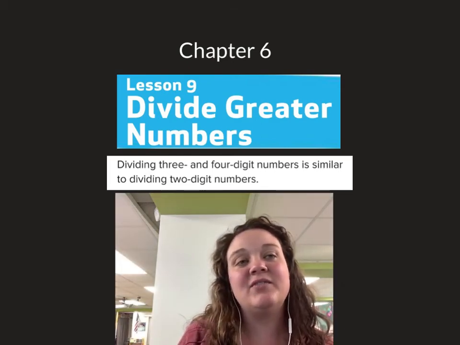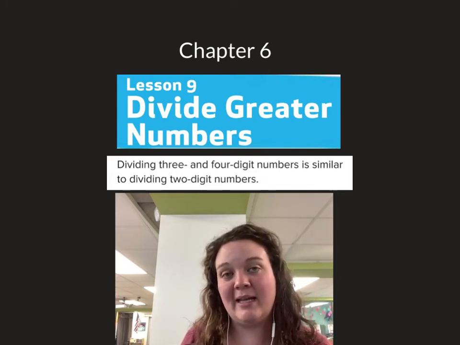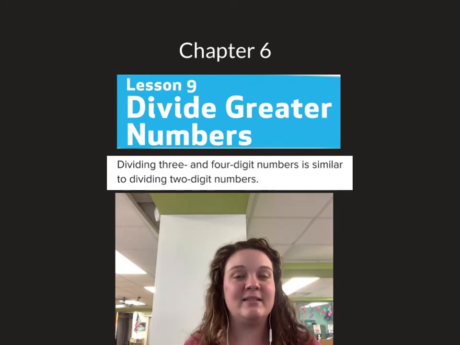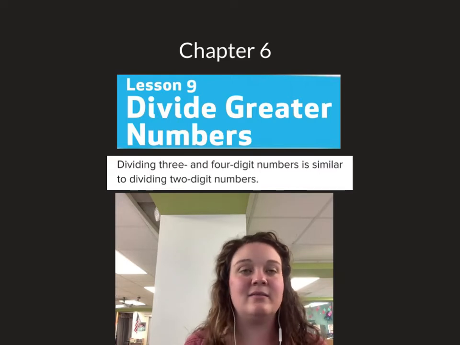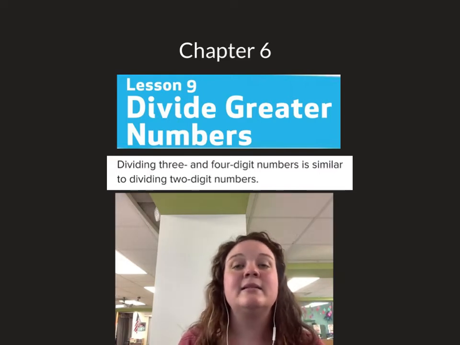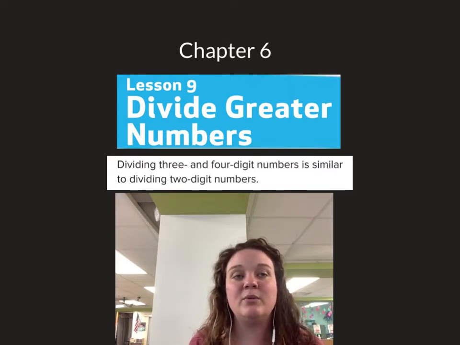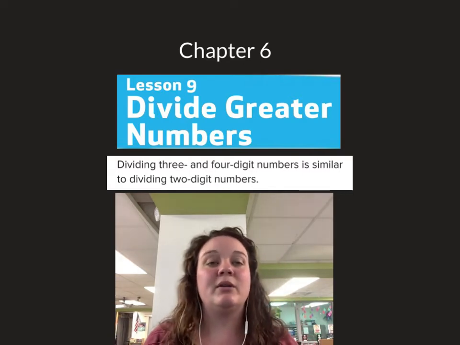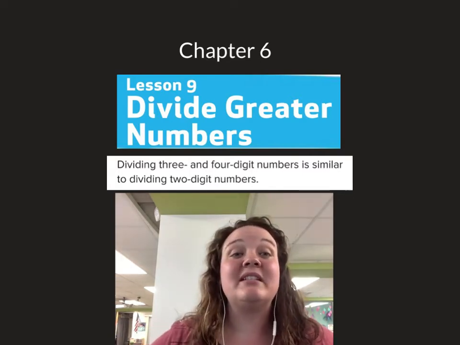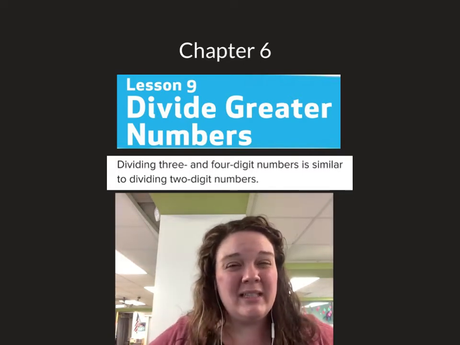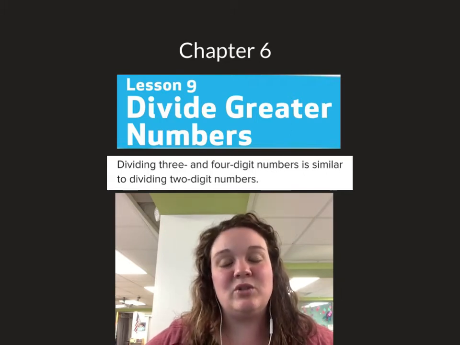Today we're going to look at dividing greater numbers, right? We're not always going to have easy tens divided by ones. Sometimes we get bigger numbers. So what do we do when we do that? We're going to be dividing 3 and 4-digit numbers, and it's really very similar to how we divided 2-digit numbers.